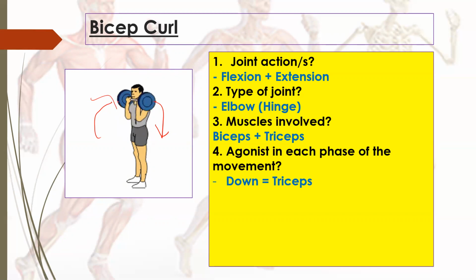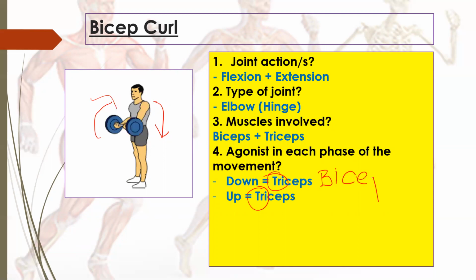On the downward part, you would say it's the triceps, and on the upward part, hold on, horrendous error there. During the bicep curl, clues in the name, Mr. Davis. On the upward part, it's the biceps, but on the downward part, it's also the biceps. Why is that the case?